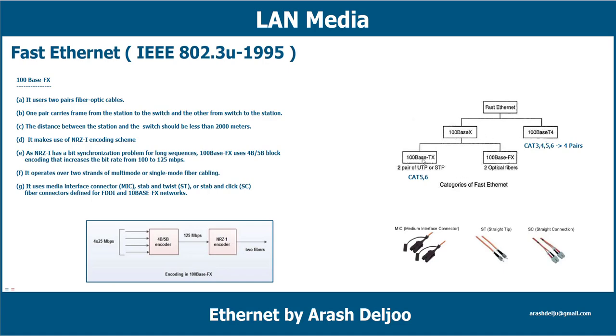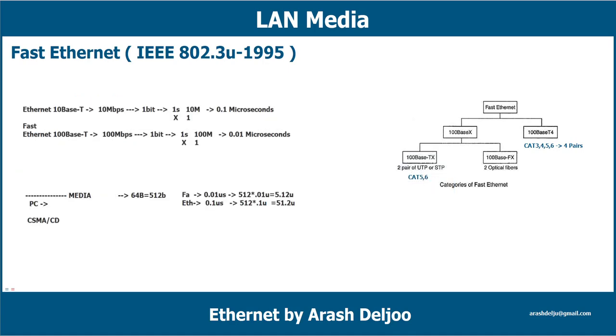100 base X includes 100 base TX over the copper cable and 100 base FX over the fiber optic cable. But let me emphasize that the most implemented cable between these three categories is the 100 base TX. Today maybe we use higher speed, but in the days that we used fast Ethernet, 100 base TX with RJ45 connector was the most implemented category of fast Ethernet.